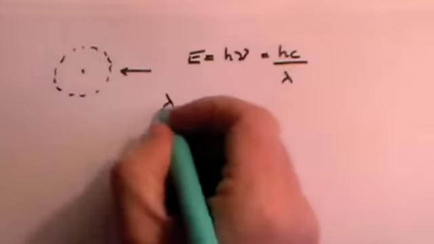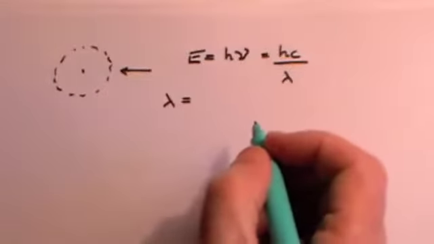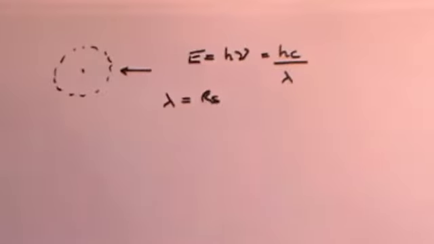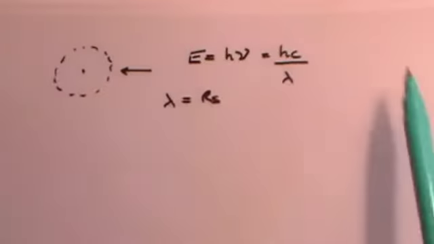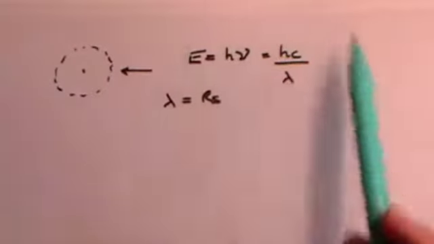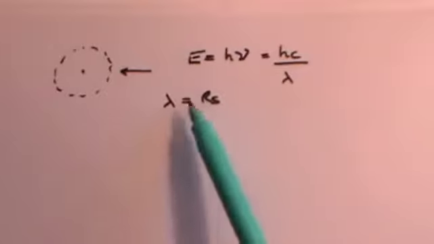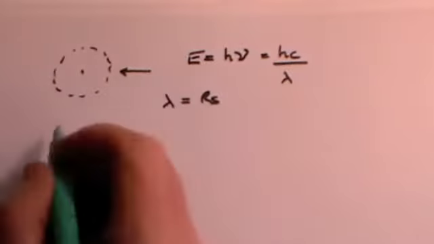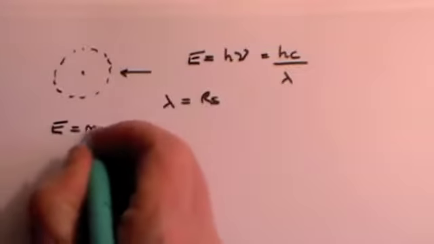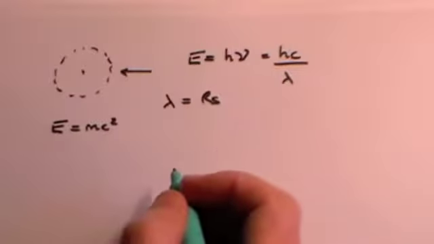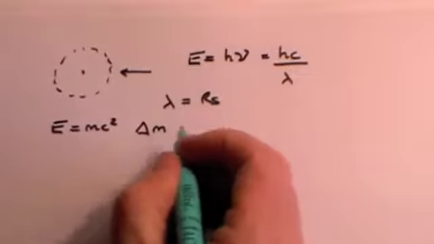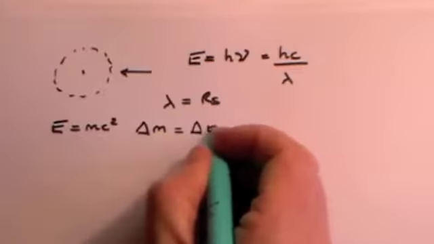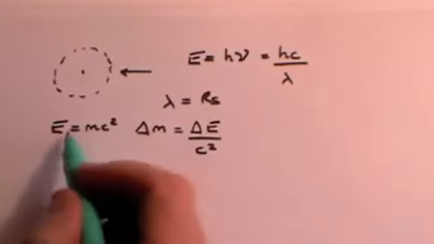Now, if we assume that the wavelength of the light is of the order of the Schwarzschild radius, which it needs to be. If lambda is very much bigger than the Schwarzschild radius, then the light might just pass it by without ever seeing it. But if lambda is broadly of the order of the Schwarzschild radius, then you can have this situation. We take the famous Einstein formula E equals mc squared, which means that a change in mass is equal to a change in energy divided by c squared. That just comes from this formula here.